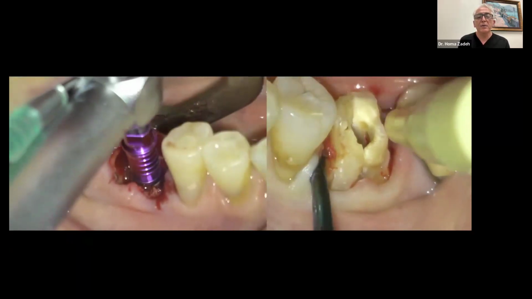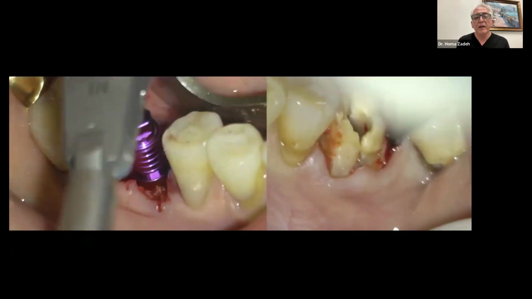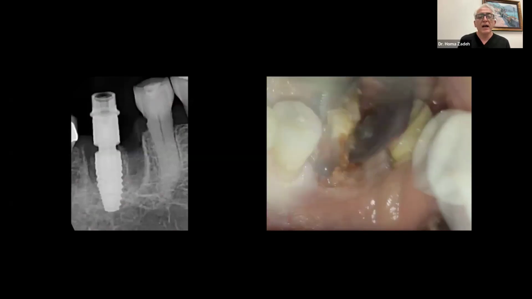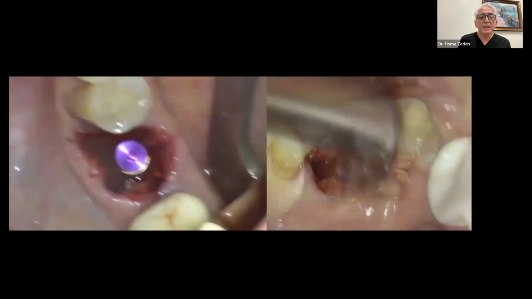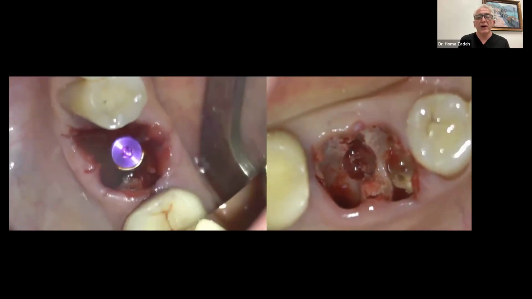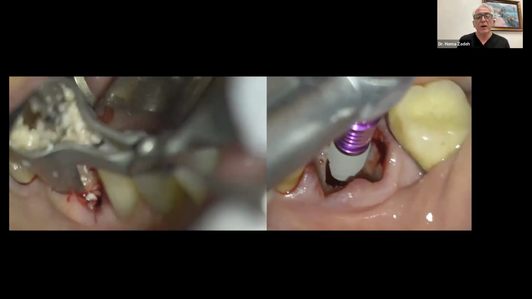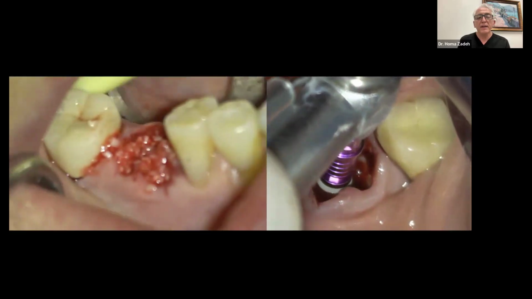So the implant is placed right through the osteotomy site, through the socket. You see that as it was planned in the CBCT, right in the center of the socket. So the osteotomy is very well produced. Then after implant placement, grafting around there.